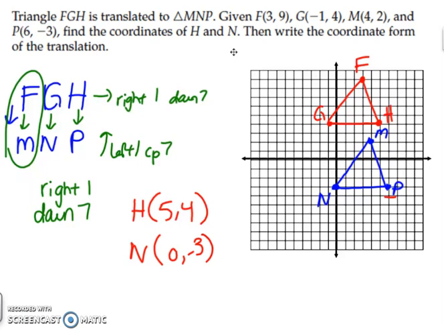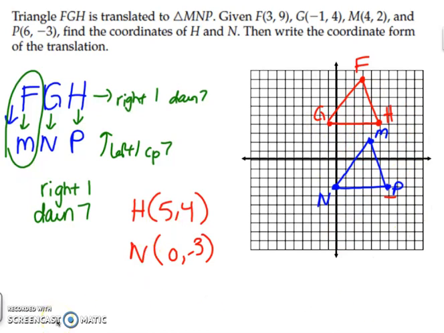Okay, so again, this is a very tricky problem. If they give you 2 points of one triangle and 2 points of another triangle, you've got to see which ones relate to each other. I found that F went to M. So I found some rule from going from this red triangle to this blue triangle. And then I made sure it worked for all the rest of the points to get my missing ones, okay?